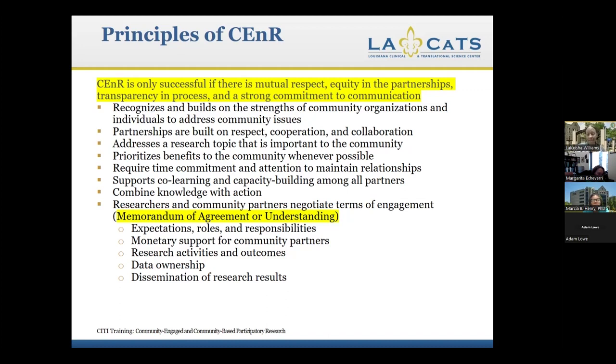This is the compensation that's going to be provided, and really being able to come to some agreement and understanding in terms of the amount of compensation for the time of the community partners. Also, it lays out the activities and the outcomes that will occur, as well as data ownership and dissemination of the research results. So this is very, very important to really be able to develop this memorandum of agreement or understanding, having those community members or community organizations listed as a subcontract, a consultant, whatever it may be.